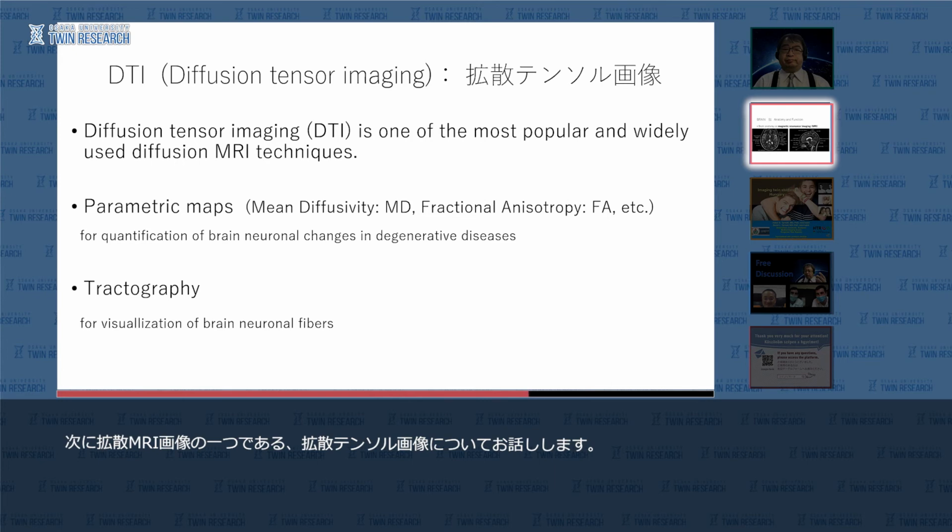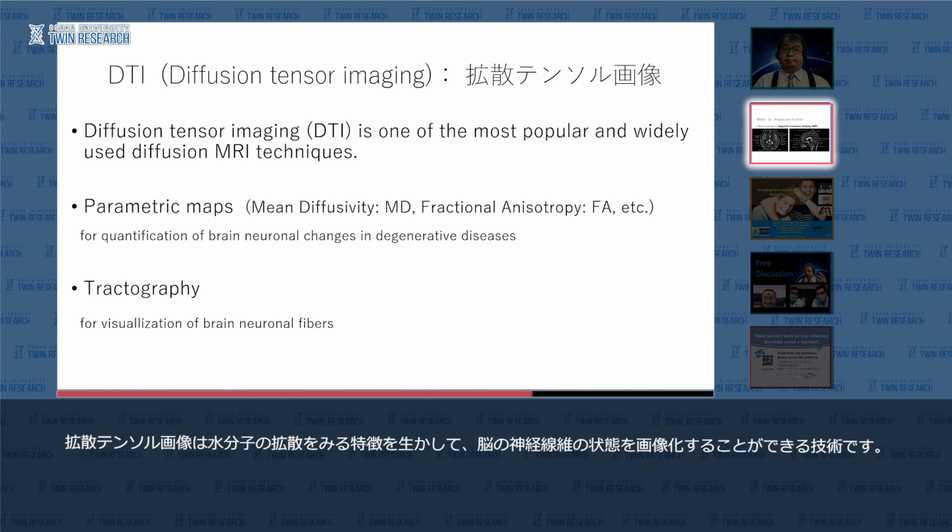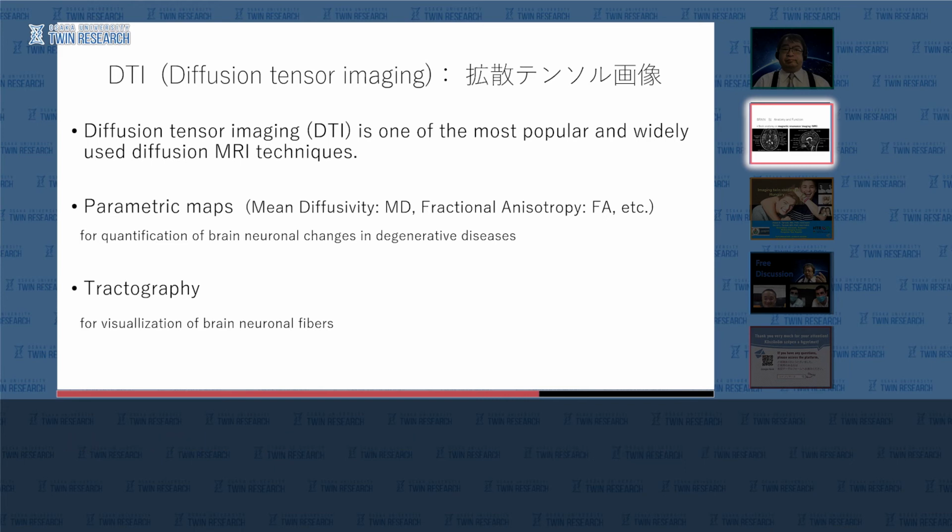Diffusion tensor imaging (DTI) is one of the most popular and widely used diffusion MRI techniques. By using DTI data, we can get a variety of information about brain neurons. DTI-based parametric maps can give quantitative markers for assessing brain neurons. Tractography can visualize brain neuronal fibers.